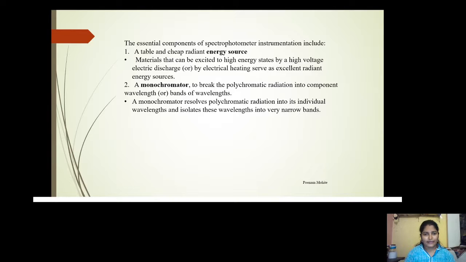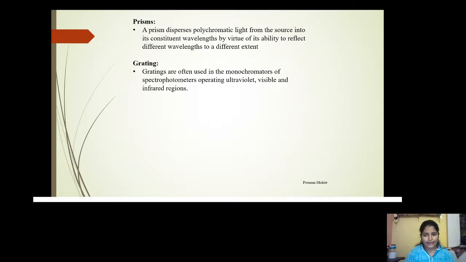First is the radiant energy source. A material that can be excited to a high energy state by a high voltage electric discharge or by electrical heating serves as an excellent radiant energy source. The next essential part is a monochromator to break the polychromatic radiation into the component wavelengths or bands of wavelengths. A monochromator resolves the polychromatic radiation into individual wavelengths and isolates these wavelengths into a very narrow band.